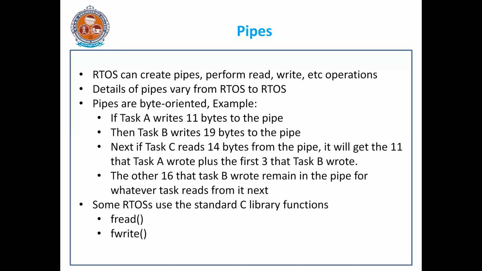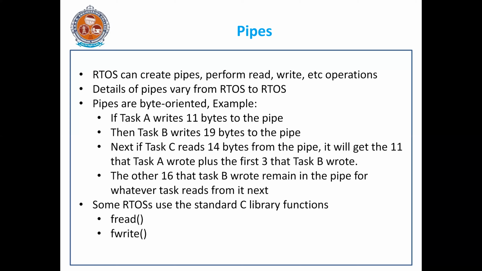So suppose, for example, that this is byte oriented. Suppose task A writes 11 bytes to the pipe, and then task B writes 19 bytes to the pipe. So till now, how many bytes are there in your pipe? 11 plus 19, that is 30 bytes available in your pipe.